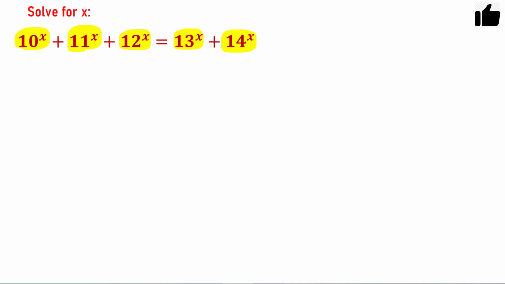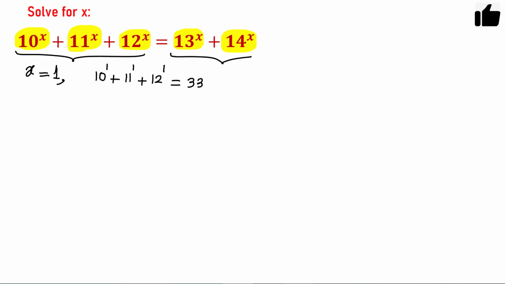Let us check. We will start with x equals 1. Let us try whether x equals 1 is a solution of this equation or not. We will have 10 raised to the power 1 plus 11 raised to the power 1 plus 12 raised to the power 1. This is 33, the value of the left hand side. And what is the value of the right hand side? You will have 13 raised to the power 1 plus 14 raised to the power 1, which equals 27. So left hand side is not equal to right hand side. This means x equals 1 is not a solution.